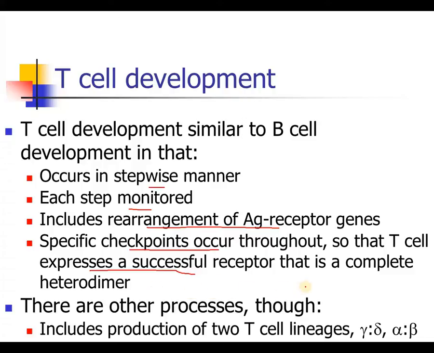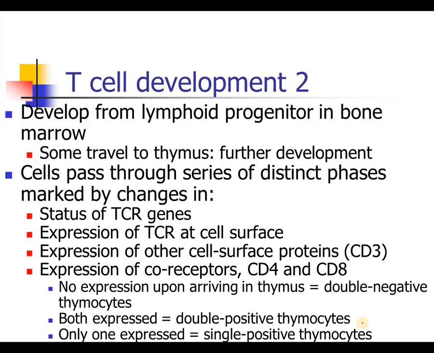There are some other processes, though, because although I say the alpha-beta T-cell receptor is the vast majority of the T cells, there are some gamma-delta, although I'm not going to focus on those. So T-cell development, there are some twists. So again, there is going to be a lymphoid progenitor in the bone marrow. So T cells all start off in the bone marrow to develop, but then some of these are going to travel to the thymus, where the rest of the development is going to occur.